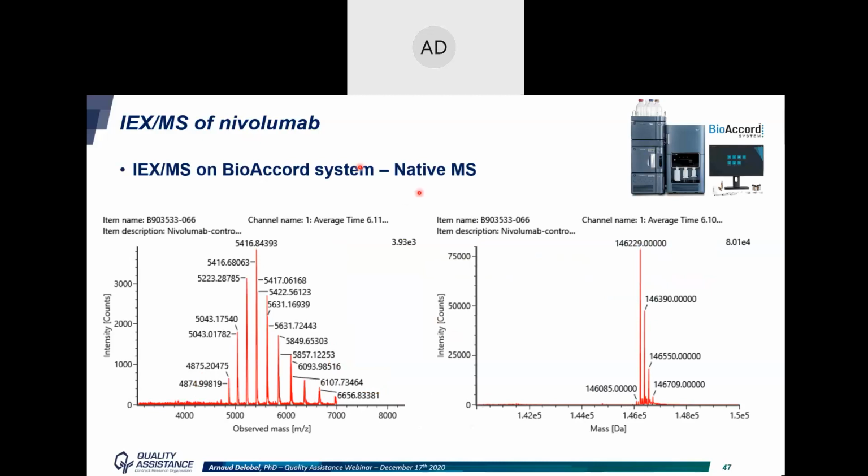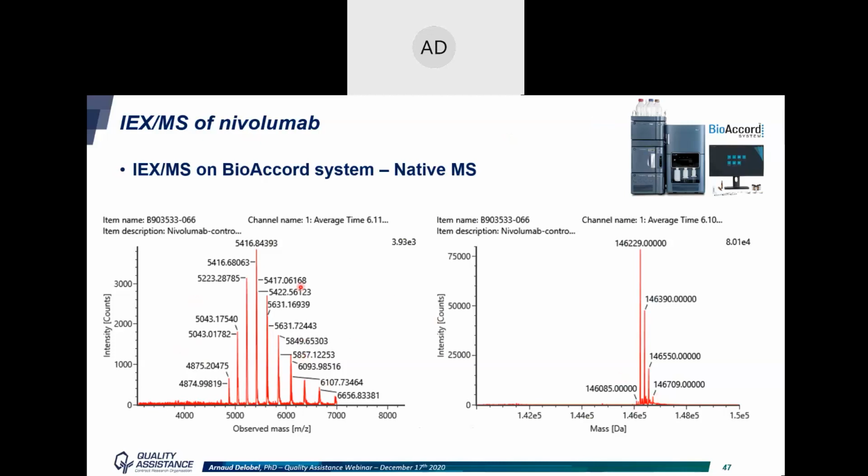Here is the mass spectrum that we obtained for the main isoform of nivolumab on the BioAccord system. The BioAccord system is the routine high-resolution mass spectrometer that can be used very easily, even by people that are not experts in mass spectrometry. And you see here that you get a very nice mass spectrum and a very nice deconvolution, even better compared to what we had by 2D LC-MS on a Xevo G2-XS QTOF.